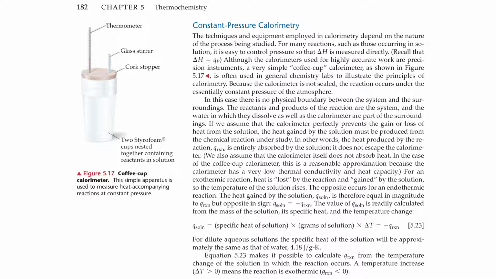The value of the heat of solution is readily calculated from the mass of the solution, its specific heat, and the temperature change. The heat of the solution is the specific heat of the solution times the grams of solution times delta T equals negative heat of reaction. For dilute aqueous solutions, the specific heat of the solution will approximate the same as that of water, 4.18 joules per gram Kelvin. Equation 5.23 makes it possible to calculate the heat of reaction, or Q of reaction, from the temperature change of the solution in which the reaction occurs. A temperature increase, delta T greater than 0, means that the reaction is exothermic. The heat of reaction is less than 0.